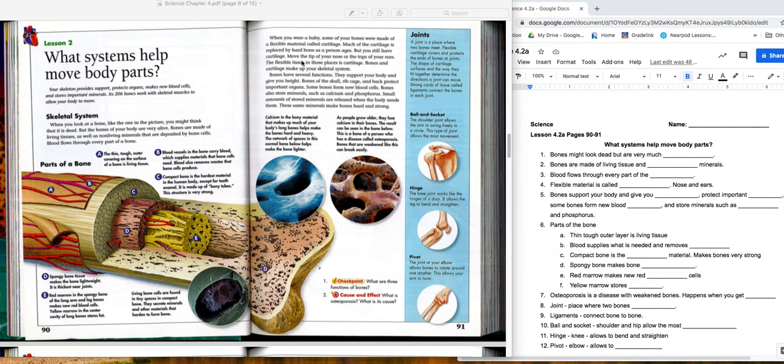I'm going to keep reading here in our notes to go in order, and then we'll go back and understand the pictures. When you were a baby, some of your bones were made of a flexible material called cartilage. Much of the cartilage is then replaced by hard bone as the person ages. But you still have cartilage. Move the tip of your nose or the top of your ears. The flexible tissue in those places is cartilage. Bones and cartilage make up your skeletal system. So flexible material is called cartilage, guys, and I just wrote down two places in your body that still have it.